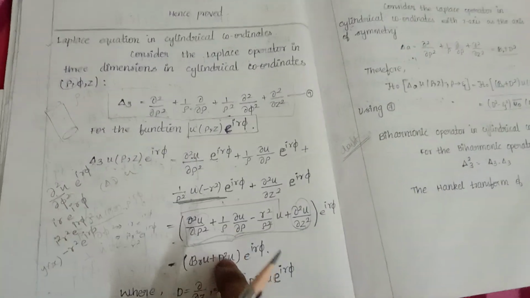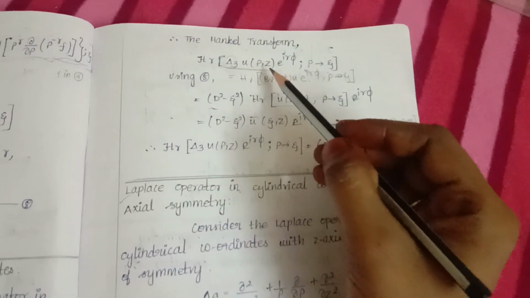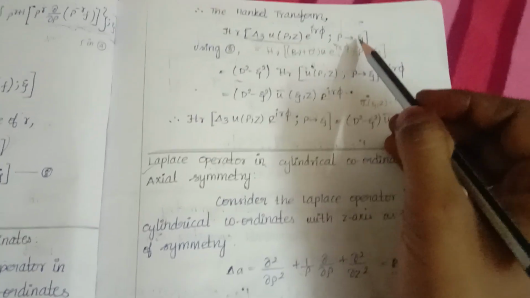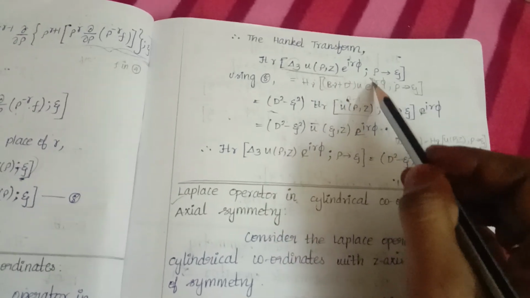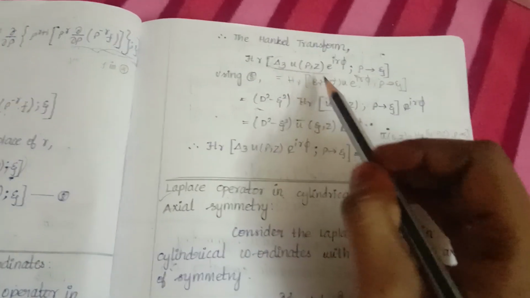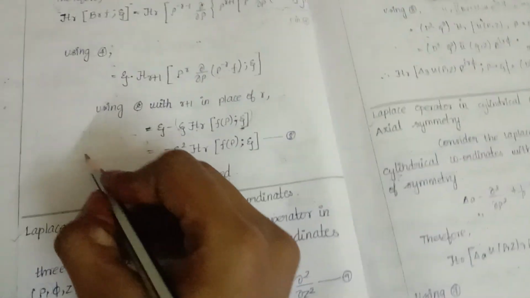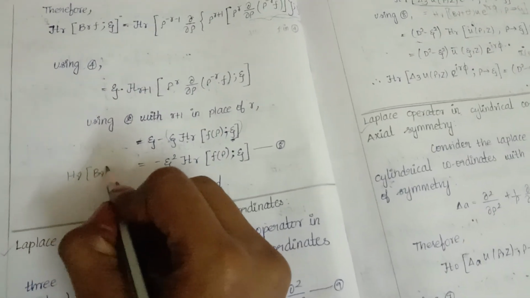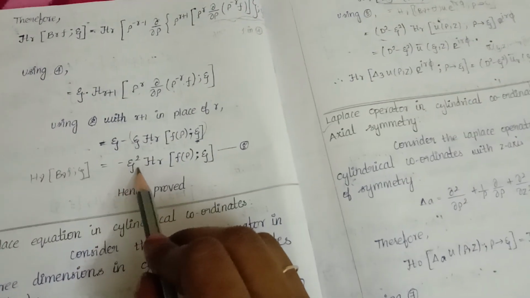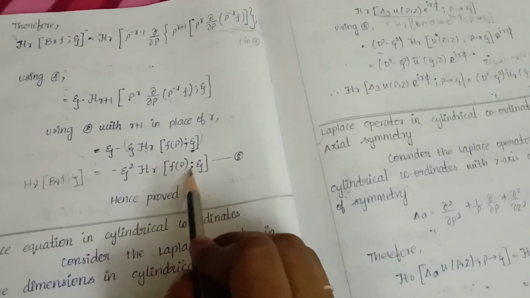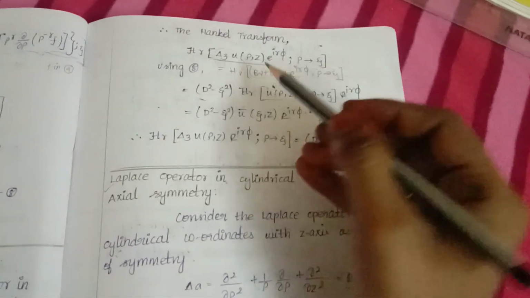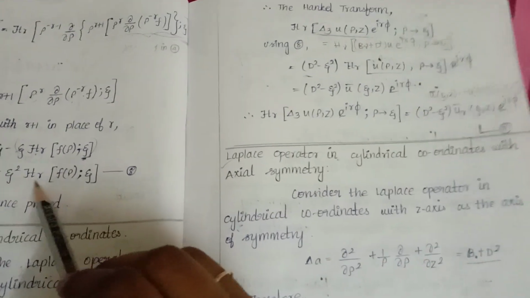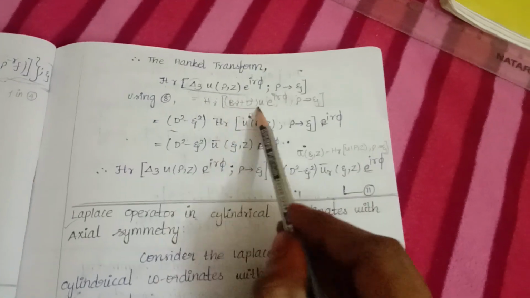So taking the Hankel transformation on both sides, we have H nu of del 3 of u of rho comma z e power i r phi, rho tends to xi, equal to H nu of B nu u plus D square u of e power i r phi, rho tends to xi. So this is taking the Hankel transform on both sides. By using the earlier equation, we know that H nu of B nu of f comma xi can be written as minus xi square H nu of f of rho comma xi. So instead of this we have this term.